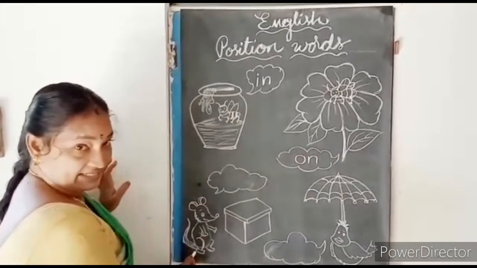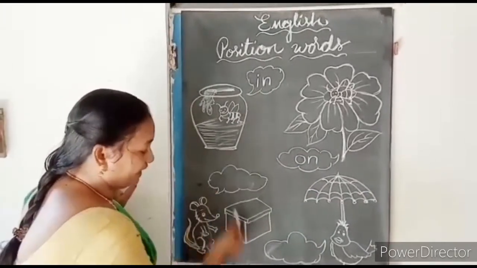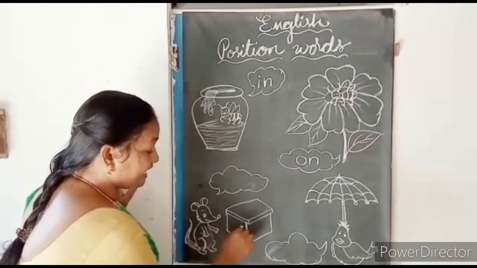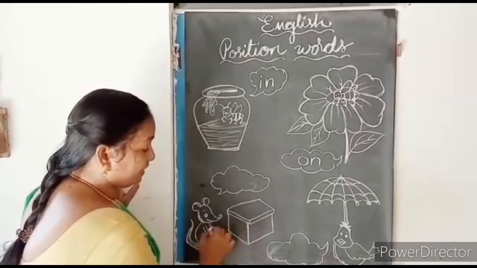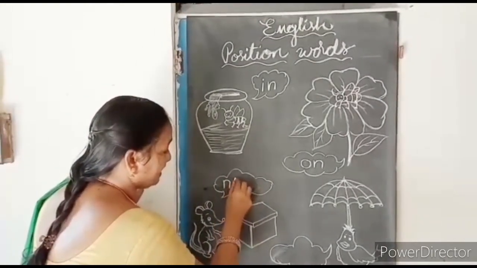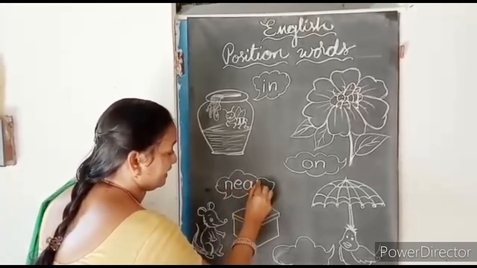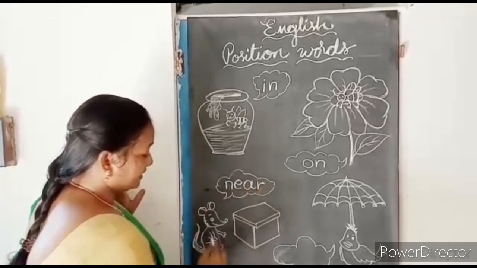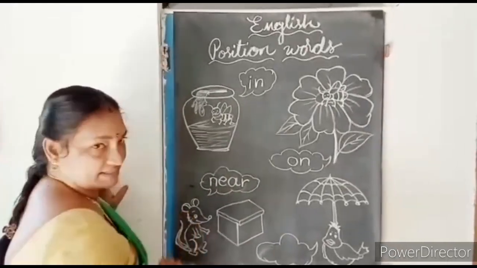And here we have a rat. What is the position of the rat? It is near to the box. So the spelling of near is N-E-A-R, near. So the rat is near to the box. That is the position of the rat.